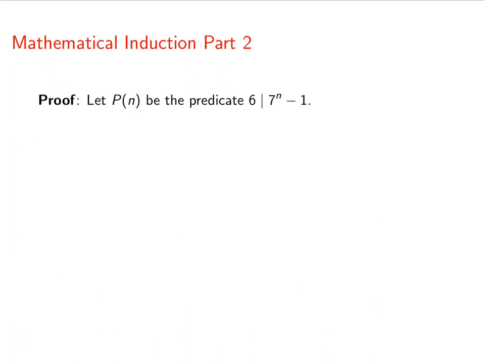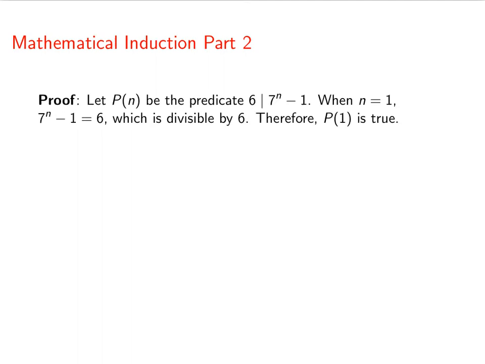All right, so let's let P(n) be the predicate that 6 divides 7 to the n minus 1. It's a predicate because there's a variable in there. We don't know what that variable is, so until we know, we don't know if this is true or false. Notice that when n is equal to 1, then 7 to the n minus 1 is just 6, and that's obviously divisible by 6. So that tells us that P(1) is true.